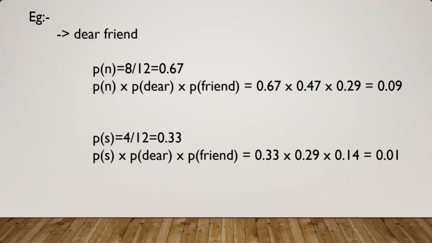Then if you look at the incoming message, let's say that we have an incoming message that says "dear friend". When it sees this, it will automatically create two values: the probability of a normal message and the probability of a spam message. Since we are doing it manually here, we are going to calculate P of N and P of S. When you look at the code, it will be taken from the training data set that we will see later. This 8/12 is because we have a total of 12 incoming messages, and out of the 12, 8 are normal messages. So we divide 8/12, which is 0.67.